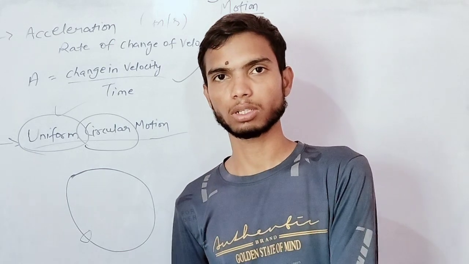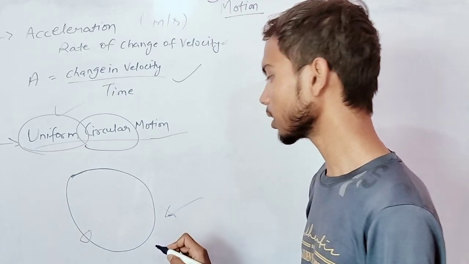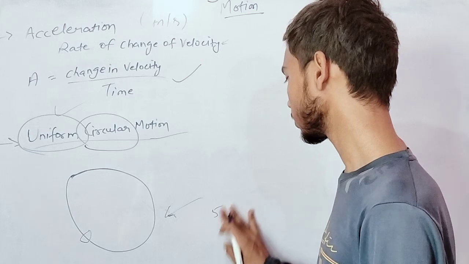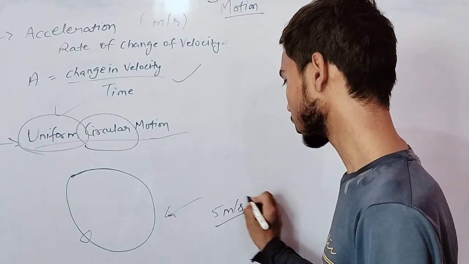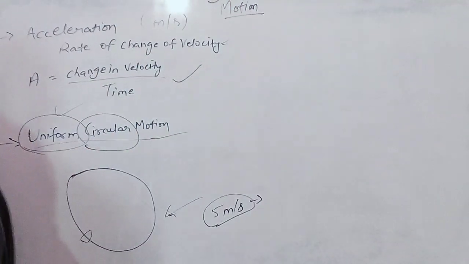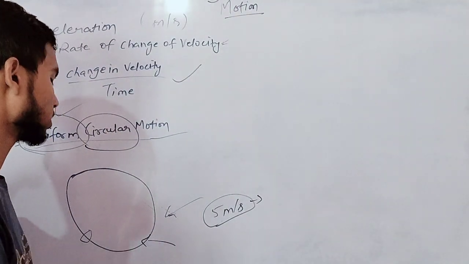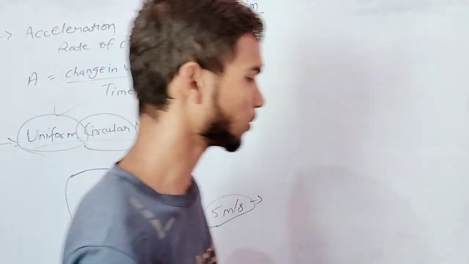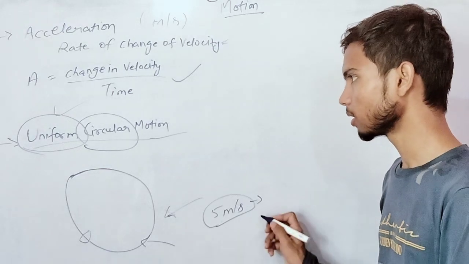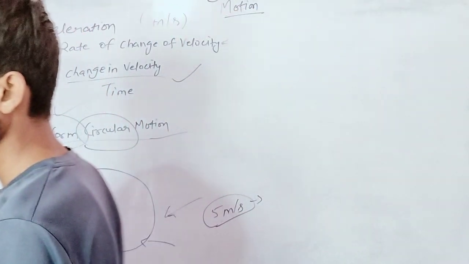The speed is fixed. It can tell you that the speed of this is, let's say, 5 meter per second. So it is constant. After 5 seconds, after 10 seconds, the speed of this vehicle will be the same, 5 meter per second. And the word that is coming is uniform motion. Uniform. That's why I'm telling you.